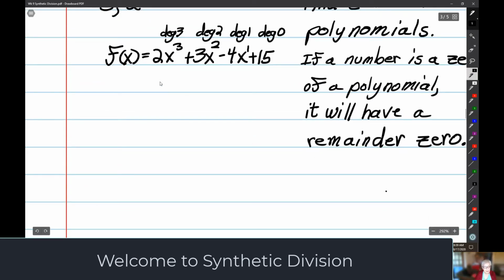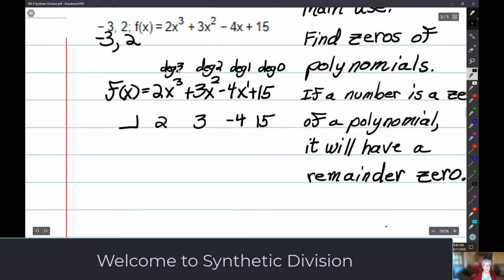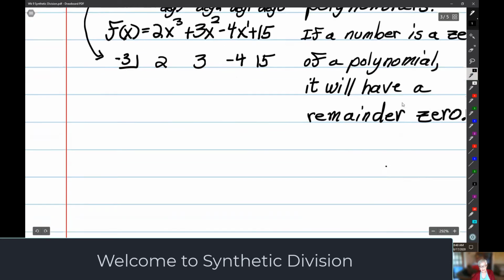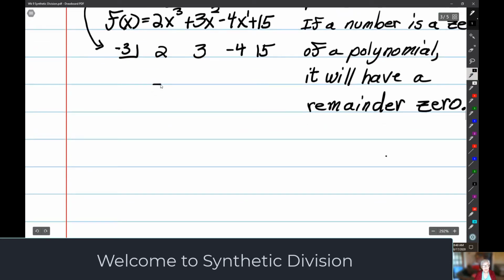I'm going to write down 2, 3, -4, and 15, and a backwards L. When they just give you the numbers, you don't have to do anything. You just take the number and put it right in here, -3. Then I skip a line, I draw a line, and I bring down the first number.